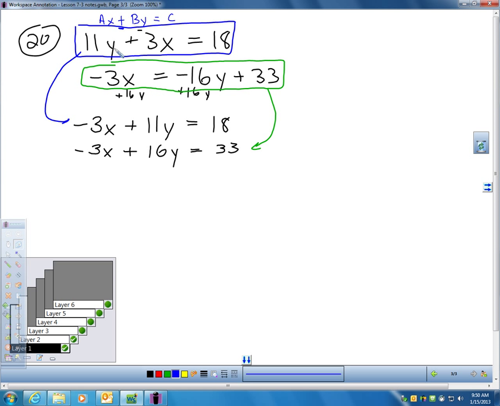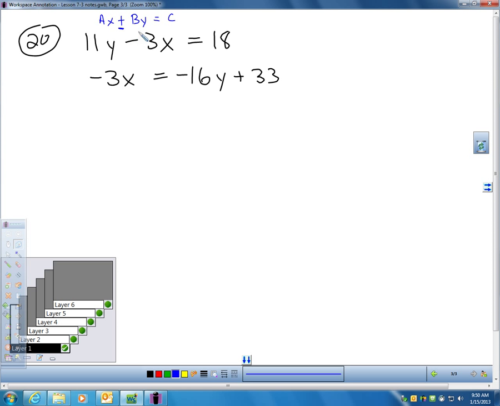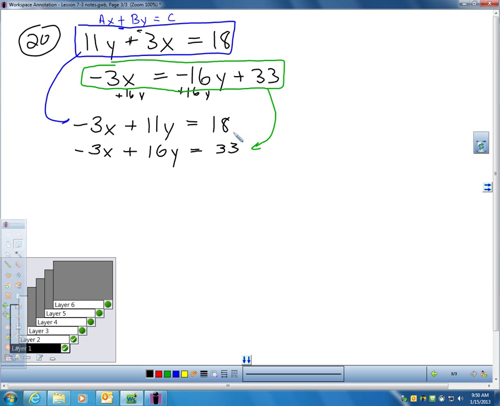In the first equation, what I decided to do is add the opposite, and if I add the opposite, I can reverse these, and I can put negative 3x plus 11y equals 18, which is what I did. And in the second equation, if I quickly add 16y to each side, I will get negative 3x plus 16y equals 33.